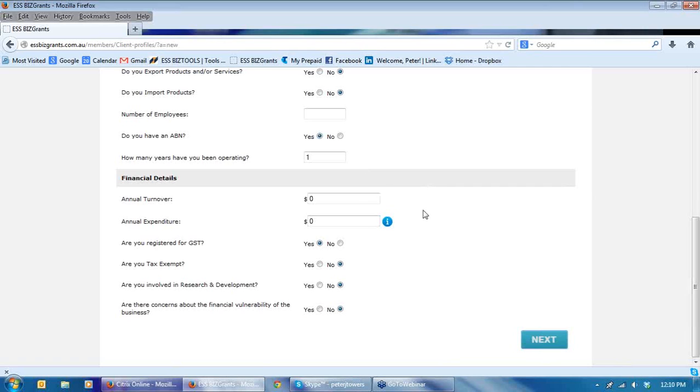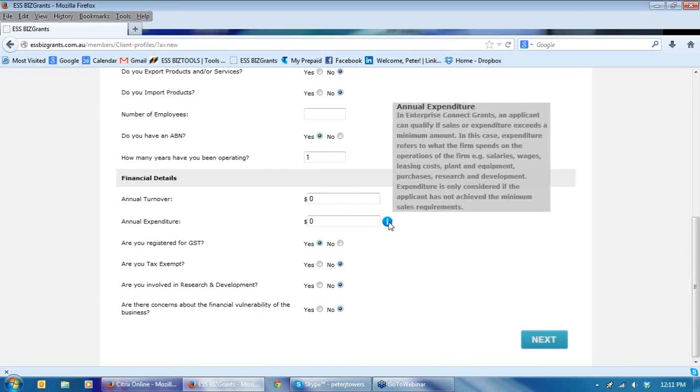Turnover is also very important. There are some minimum turnovers. Enterprise Connect has a range of minimum turnovers that can range from $750,000 to $1 million to $1.5 million. There are some upper limit turnover figures like research and development. There is a change in the type of incentive that's available at $20 million and so on. So turnover can be very important.